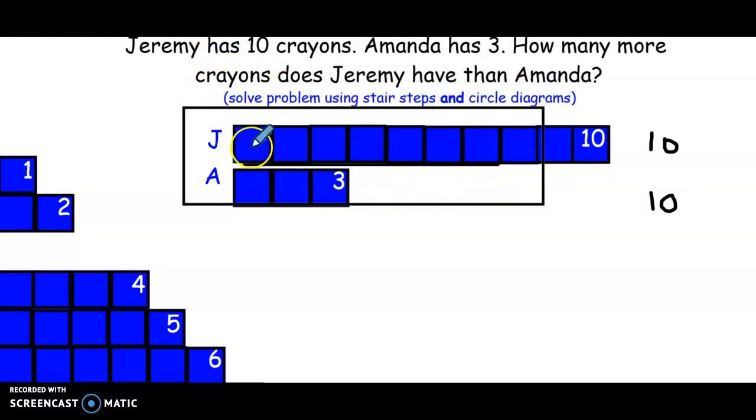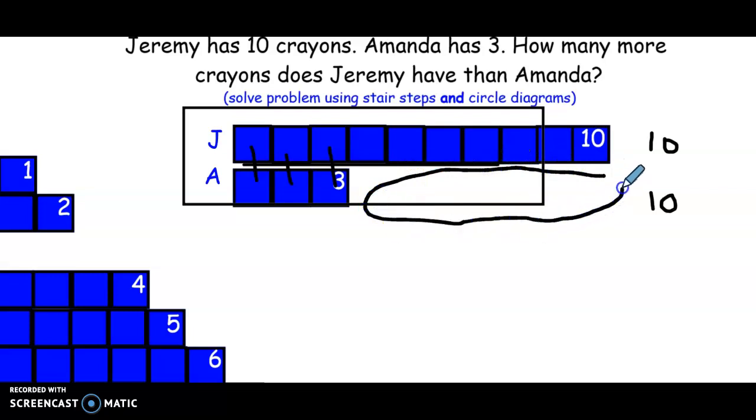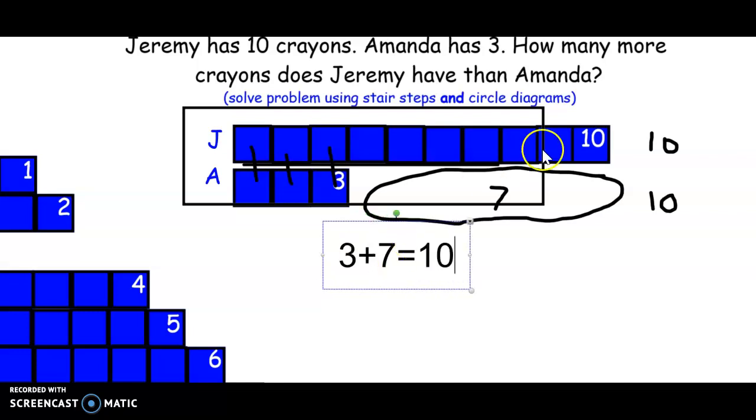Here we have the same. We have the difference. Ooh, big oval. This is the difference. So this ends up looking like 3 plus what can get us to 10. That will tell us how many more Jeremy has than Amanda. You can also count: 1, 2, 3, 4, 5, 6, 7. That goes in there. Then your equation would look like 3 plus 7 equals 10. So out here we see that 10 is equal to 10, and 3 and 7 more would be equal to 10.